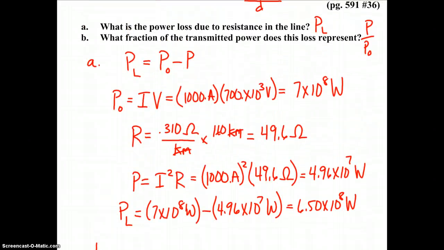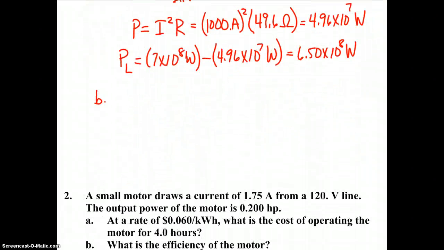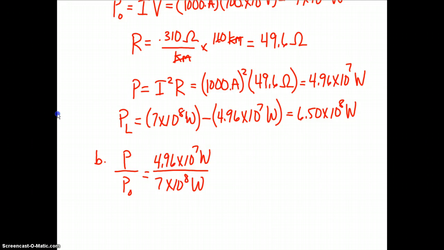Refocus on what we're doing here. What fraction of the transmitted power does this loss represent? Well, as mentioned, the fraction would be the final over the initial. The final was our 4.96 times 10 to the 7th watts, and our initial was the 7 times 10 to the 8th watts. Our watts, of course, cancel.